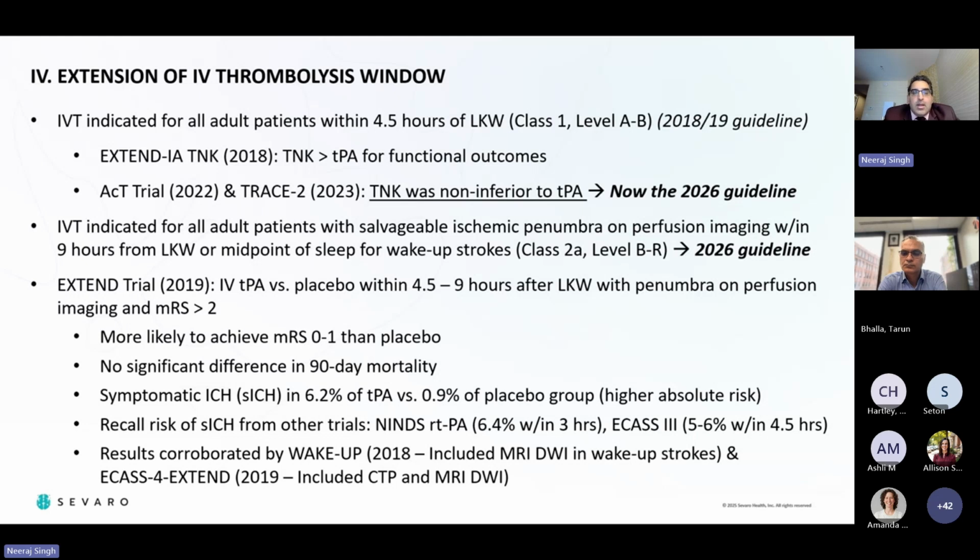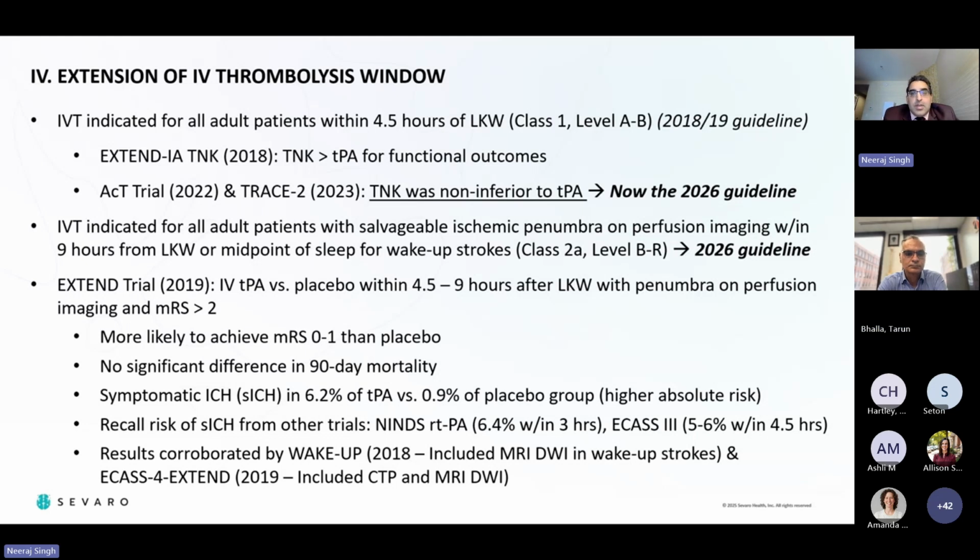You've had the WAKE-UP trial in 2018 that actually included MRI DWI studies in wake-up strokes instead of perfusion imaging to identify stroke. And then there was another, the EXTEND trial, that looked at both MRI DWI scans and CT perfusion scans. So in summary, there's been enough information between the last guideline publication and this one to now say that it should be safe to give IV thrombolysis within 9 hours from last normal if you have this additional imaging showing or proving that there is actually a large area of threatened but not completed stroke.